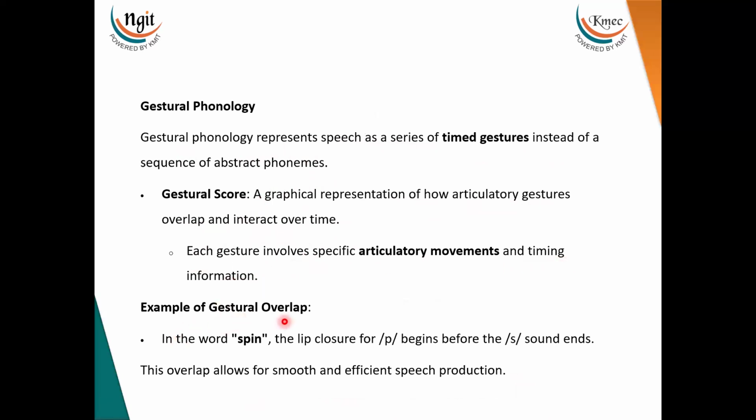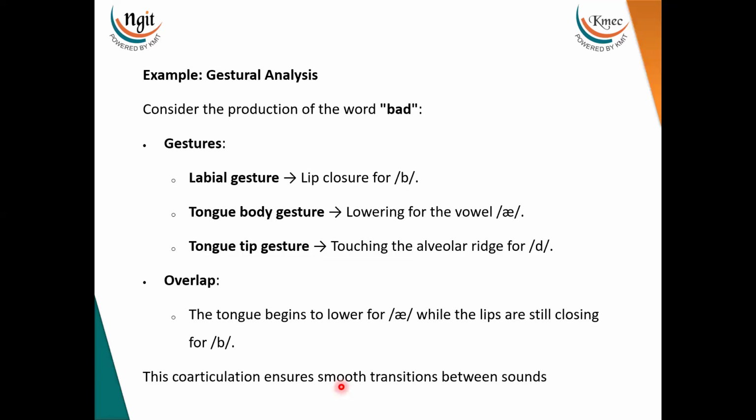So example of gestural overlap we see in the word spin, the lip closure for P begins before the S sound ends. So when we start saying spin, immediately once S is pronounced, we close our lips to make the P begin, that is spin. Okay. This overlap allows for smooth and efficient speech production. So by this kind of gesture, the word spin has been correctly pronounced.